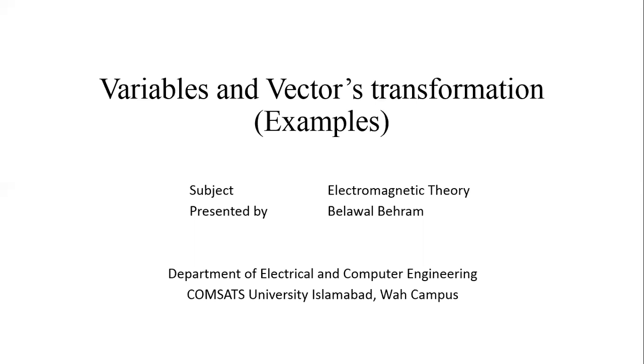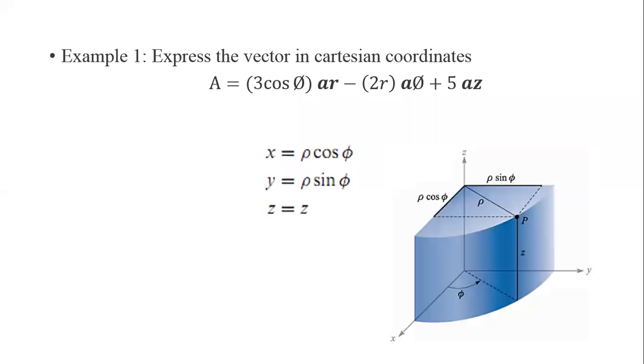Bismillahirrahmanirrahim. In our last class, we talked about the variables and vectors transformation. Today, we will solve some examples related to variables and vectors transformation. So, our first example is express the vector in Cartesian coordinates. The vector is given and we have to express this vector in Cartesian coordinates.